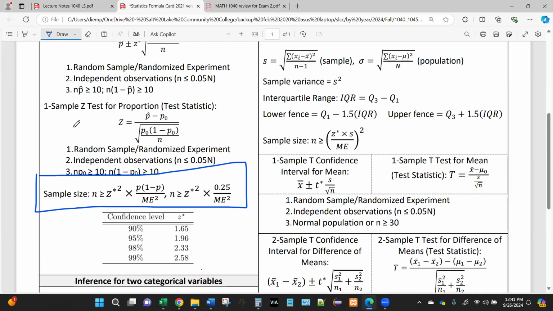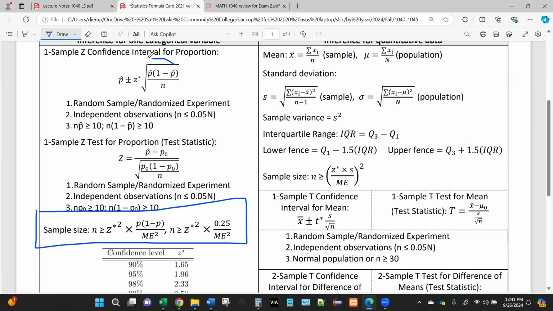It's called the sample size formula. And it basically comes from rearranging your margin of error. So basically, if you take this and you solve it for n, you get the sample size formula. So it's not really that new of a formula, it's just the old formula rearranged.